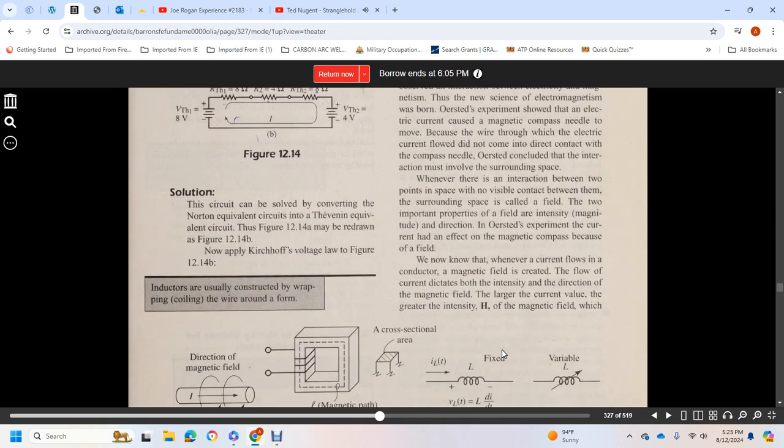Whenever there is interaction between two points in space without visible contact between them, the surrounding space is called a field of the two. The important properties of a field are its intensity, magnitude, and direction. In Oersted's experiment, the current had an effect on the magnetic compass because of the field.